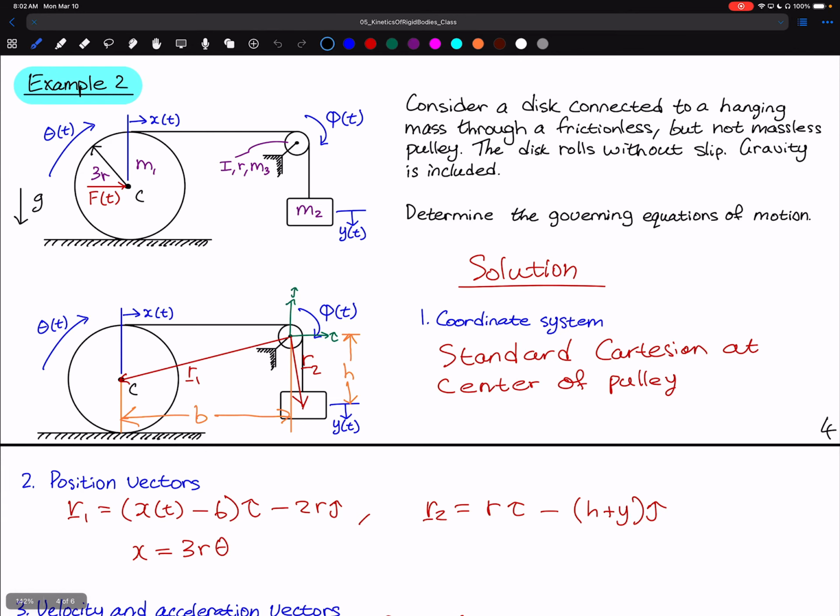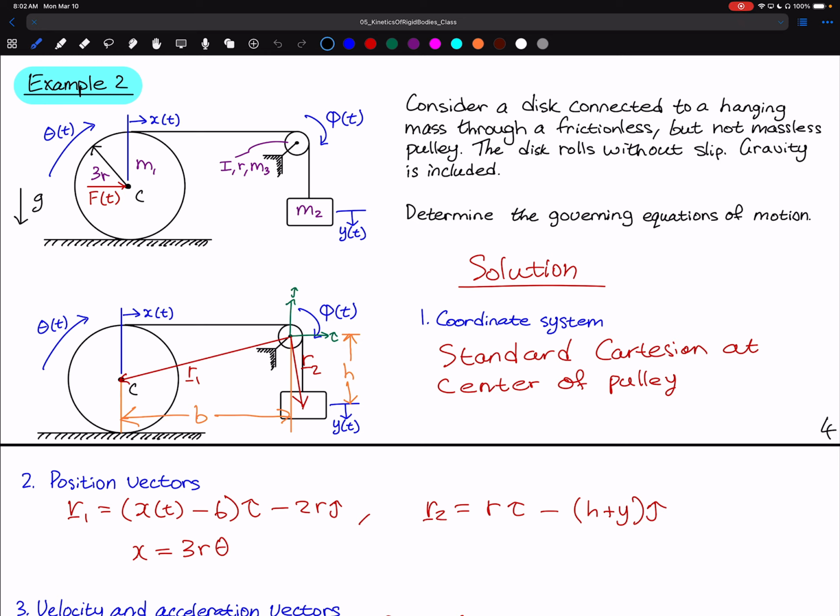All right, so we've been considering the example shown here. We have a disc connected to a hanging mass through a pulley. The pulley is frictionless, but it's not massless. And then our disc rolls without slip. Gravity is included here. We're asked to determine the equations of motion.